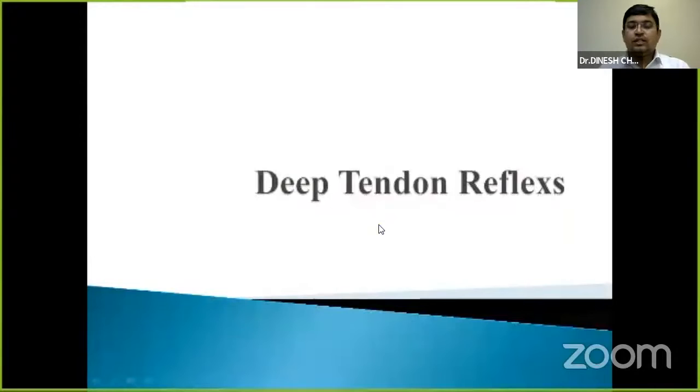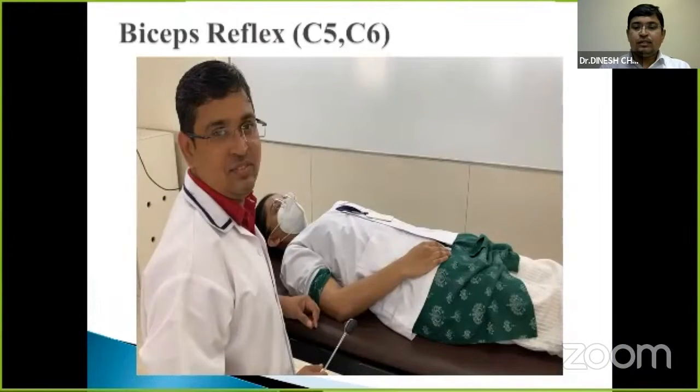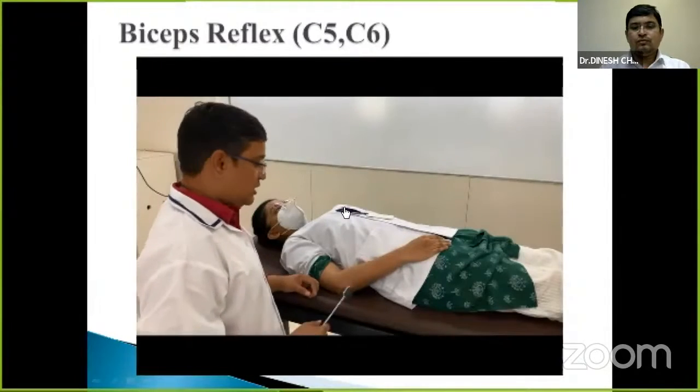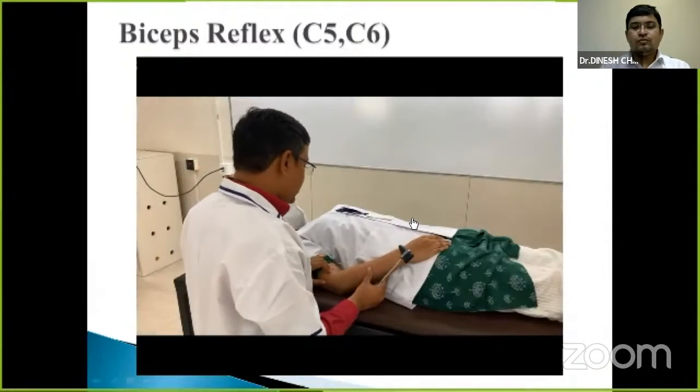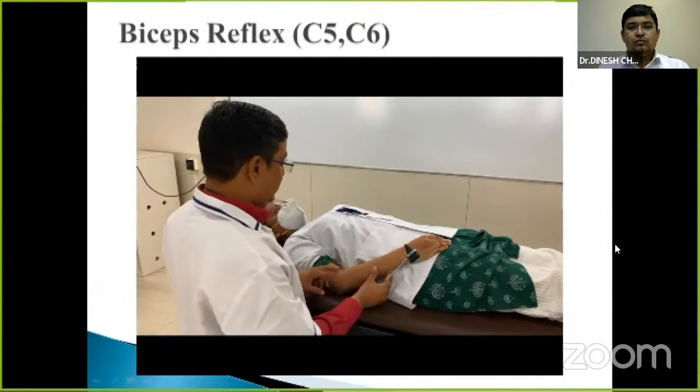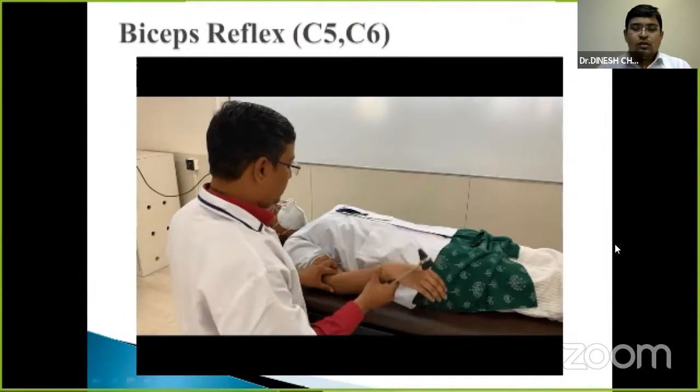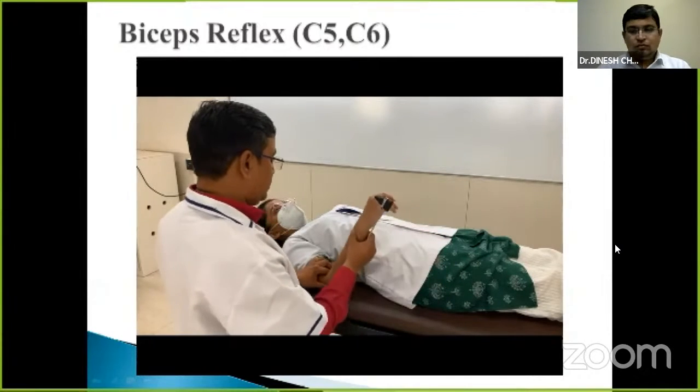Now we'll see what the deep tendon reflexes are. For the upper limb reflexes, now we'll see the biceps reflex, which is a deep tendon reflex. First we have to palpate the biceps tendon with passive movement.